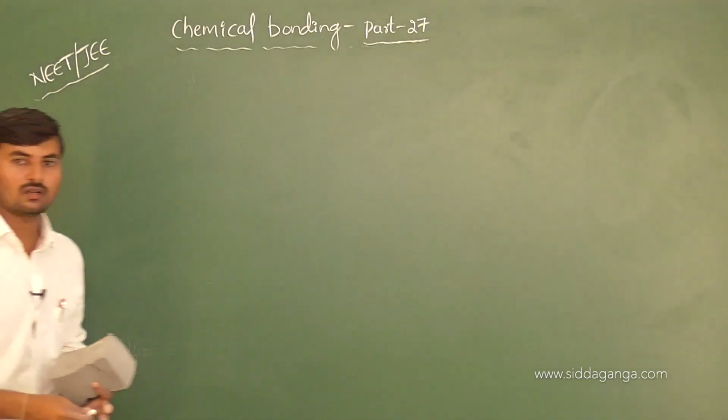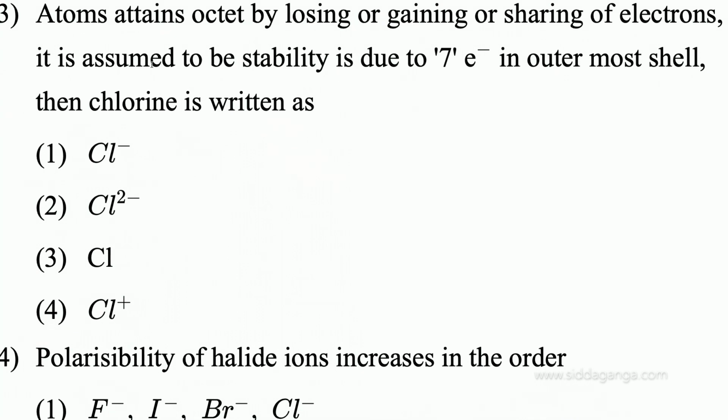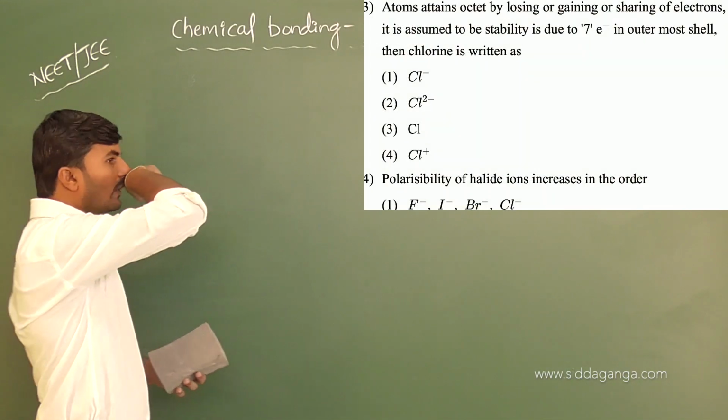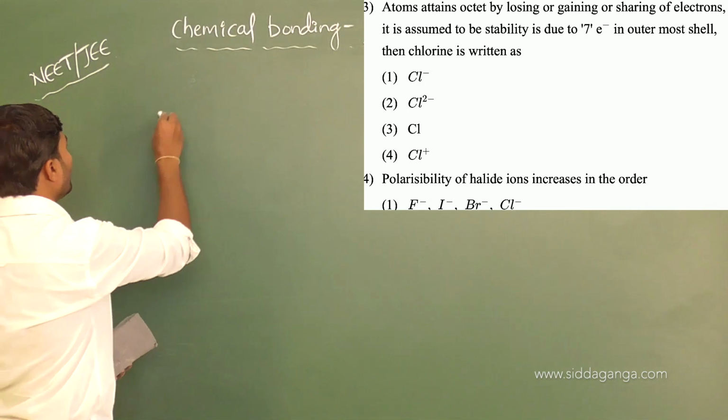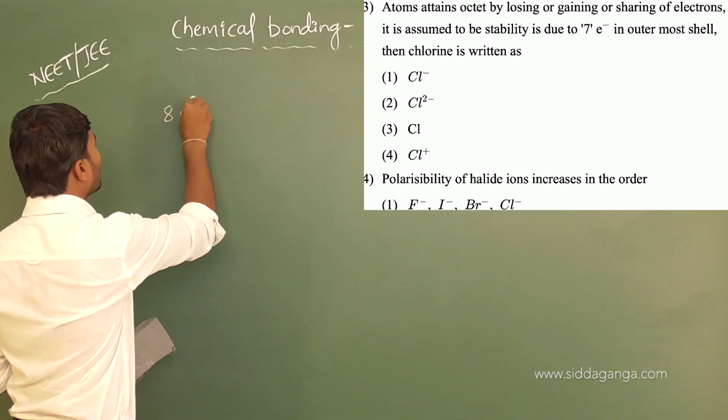So which is the next question? Atoms attain octet by losing or gaining or sharing of electrons. It is assumed that stability is due to 7 electrons in the outermost shell. Then chlorine is written as... So this is quite an interesting question. Okay, here they have given that usually we consider atoms with 8 electrons in their outermost shell.